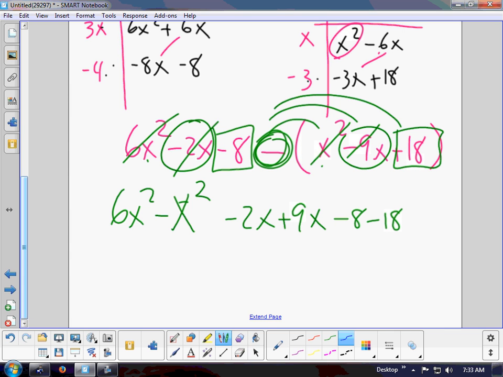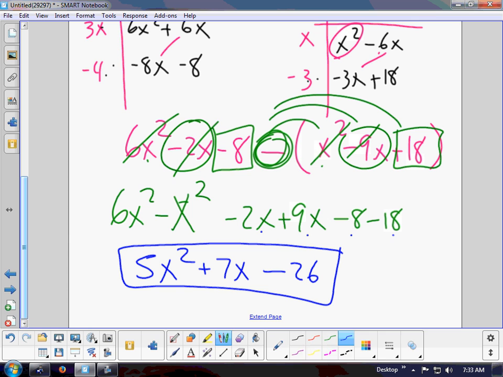So now I combine. This and this is 5x squared. This and this is 7x. And this is negative 26. I believe that is the correct answer. I kind of did it fast.